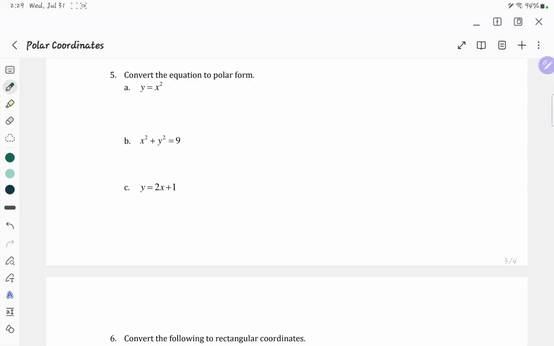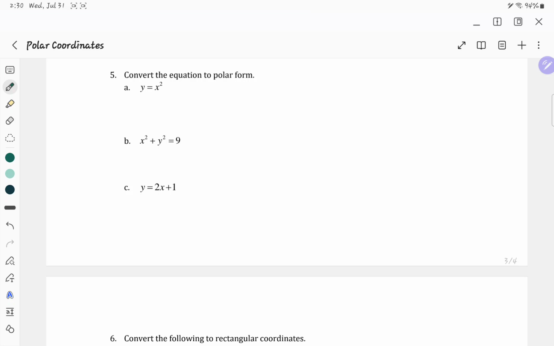Hey everyone, what we're going to do today is look at converting equations, and we're going to go two directions eventually, probably one in this video, one in another video: going from polar to rectangular and rectangular to polar. We've done it for coordinates, but this time we'll be doing it for equations.